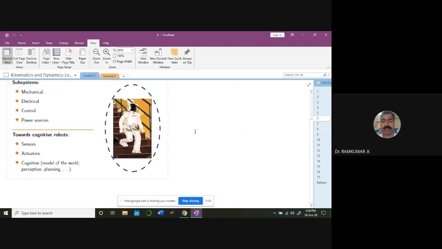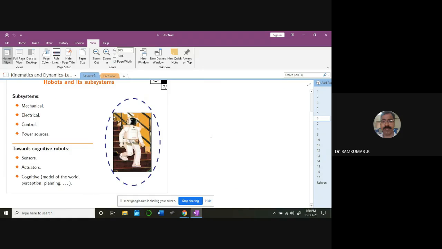So the major subsystems in any robot, you know that very well. There are mechanical elements, electrical systems, control is playing an important role, and power sources are there. So when you are thinking of cognitive robots, the robots which can think and plan, powerful sensors are important, like camera sensors, and powerful actuators. People are nowadays going for MEMS-based actuators. MEMS is micro electromechanical systems.